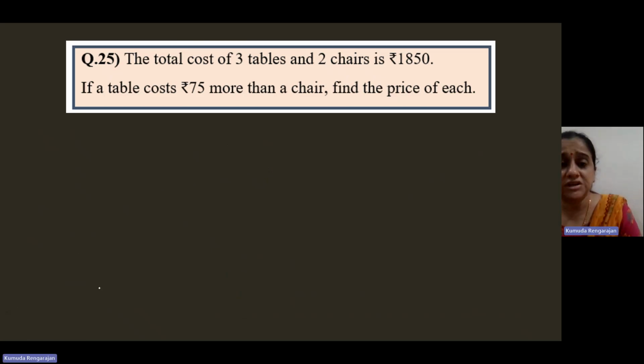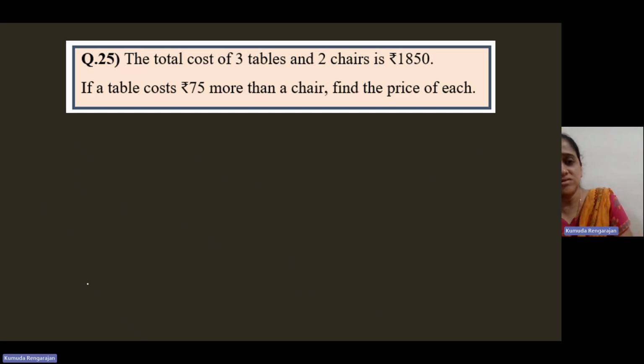The total cost of 3 tables and 2 chairs is 1,850. If a table costs 75 rupees more than a chair, find the price of each. So what information do we have in this question? We have the total cost. You go to a shop, you want to buy 3 tables and 2 chairs, and the total cost of 3 tables and 2 chairs is 1,850.